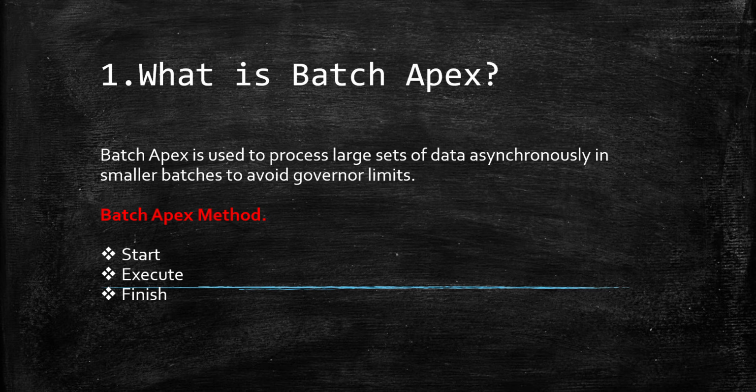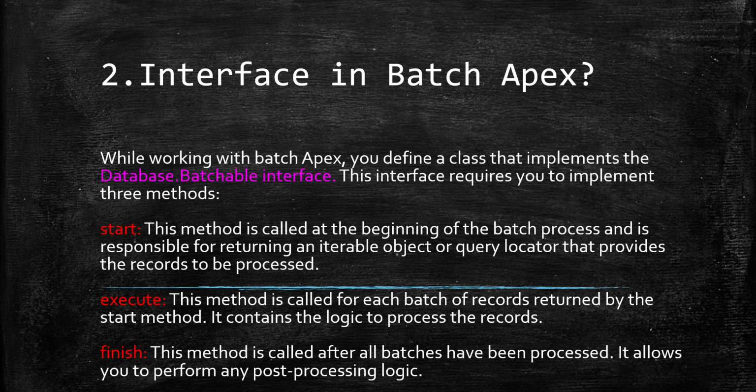So what are the batch apex methods? There are three methods, that is start, execute and finish. Coming to the next question: what is the interface in batch apex? While you are working on batch apex, you define a class that implements the Database.Batchable interface. This interface requires you to implement three methods, that is start, execute and finish.